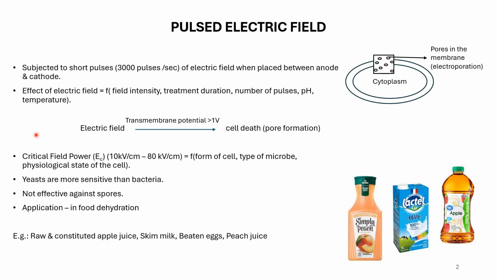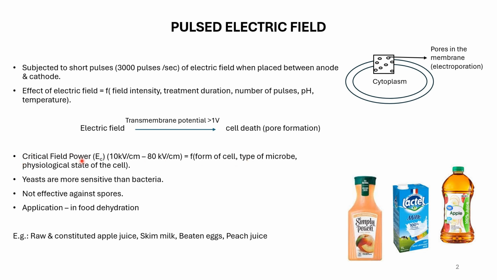Now, a very important concept to remember with regard to this is critical field power. Critical field power is that value of electric field at which the transmembrane potential of the microbial cell is greater than 1 volt and it is capable of initiating pore formation in these cells. Critical field power depends on the form of cell that we are dealing with, whether it is gram positive, gram negative, yeast, bacteria, fungi.